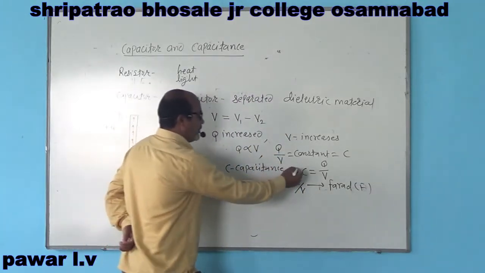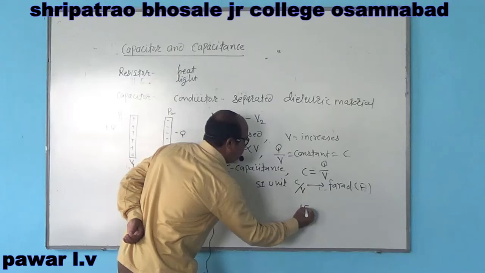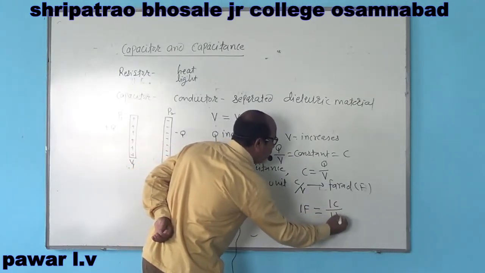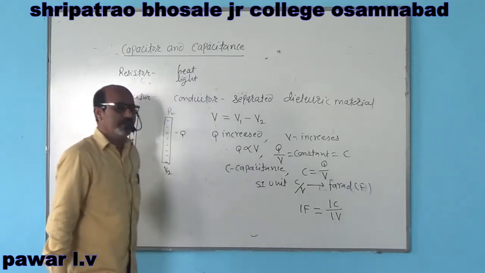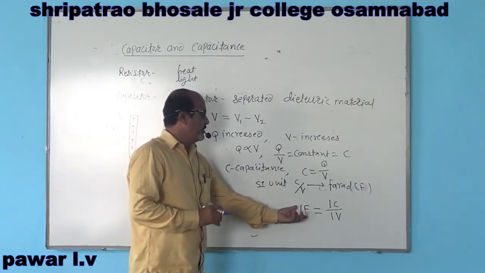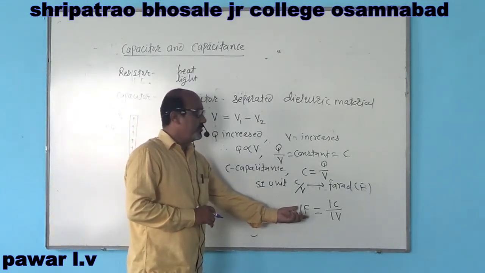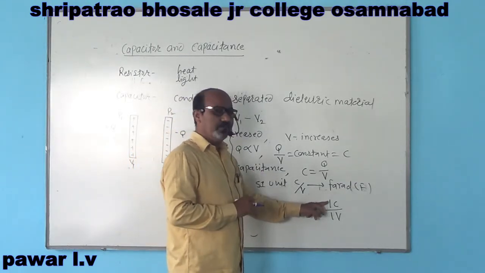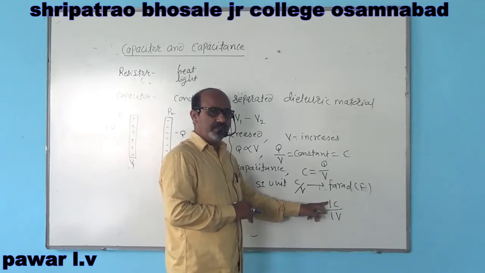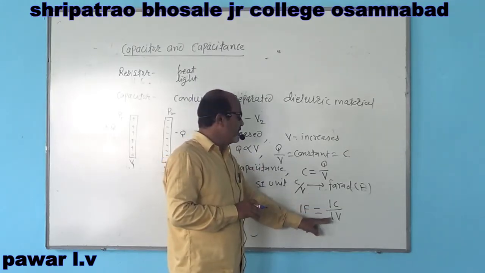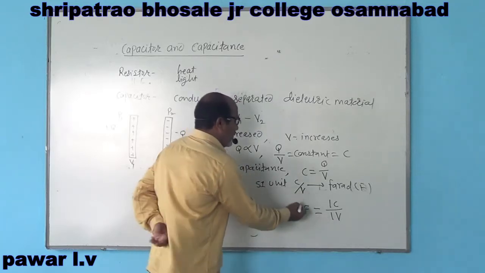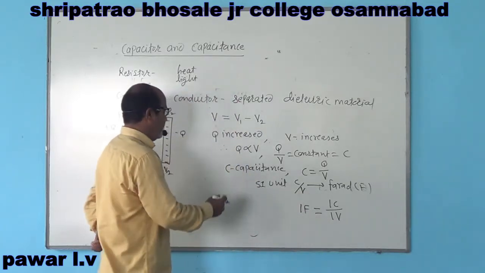So we can write 1 farad capacity is equal to 1 coulomb charge divided by 1 volt potential difference. So we can define the capacity of a capacitor is 1 farad when a charge of 1 coulomb deposited on it increases its potential difference by 1 volt. So this is a large unit of capacity.